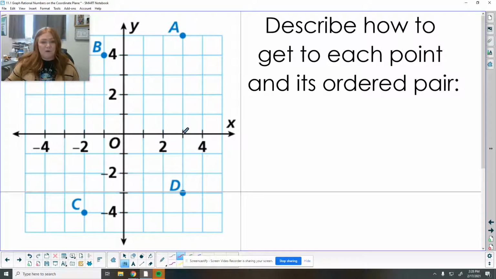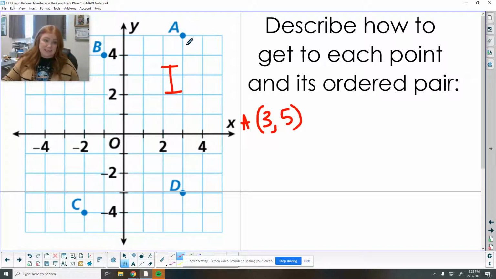So we need to go over 3. We went to the right 3, and then we went up 1, 2, 3, 4, 5. So A is going to be over 3, up 5. We can see this is quadrant 1 here, positive, positive. Now we have B, so we need to go to the left. So this is negative 1, and then up to positive 4. So it's just the 2 number lines. So positive, positive, negative, negative.